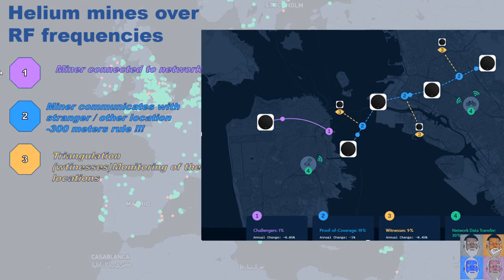Then another important part is witnesses. You have a triangulation. The third hotspot will control: are A and B communicating? Are they really in their place? And if this third router can prove it, you get 9% more.